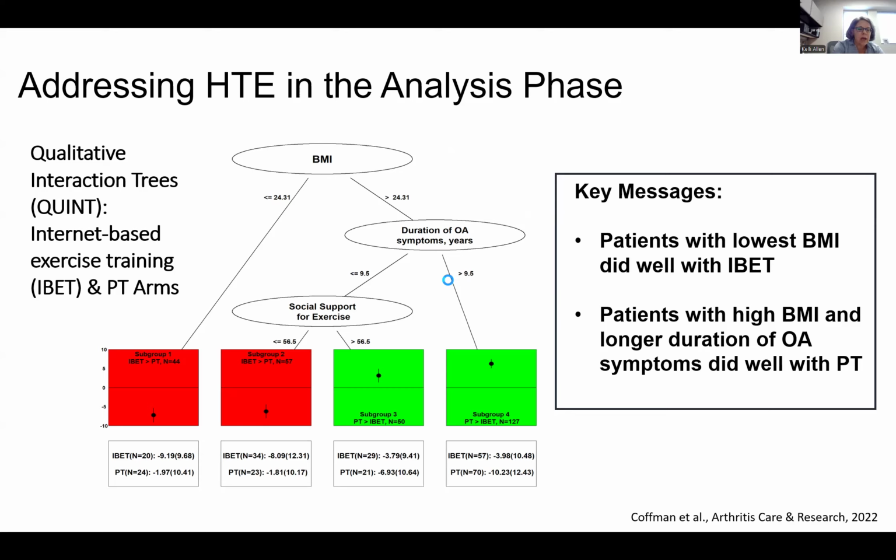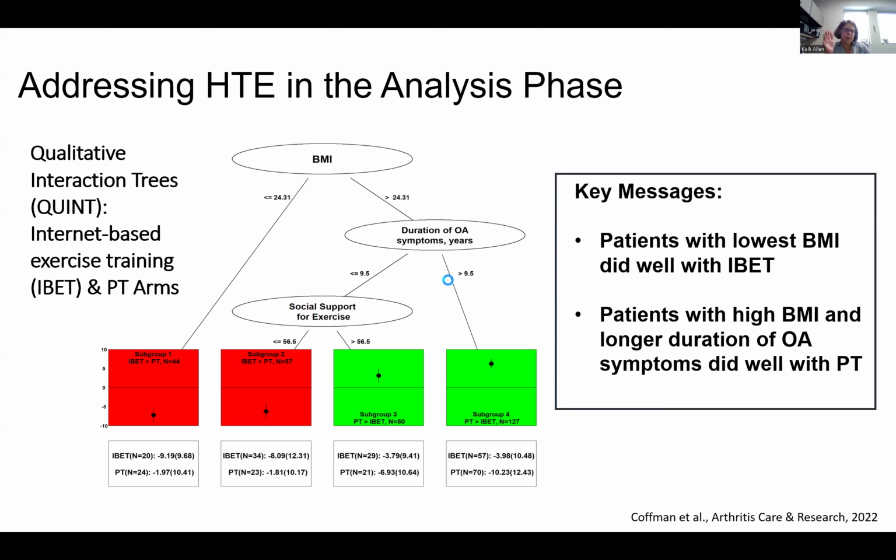So you can see what I would say is a clinically relevant difference between those groups. So for that group, the mean effect in IBET was an improvement of about 9 points in WOMAC versus about 2 for the PT group. Okay, and let me just back up and say that the red boxes are subgroups for whom internet-based exercise training was better, and green is when PT was better.